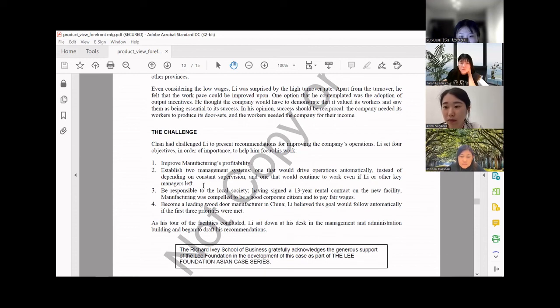And number 3, be responsible to local society. Having signed a 13-year rental contract with the university, the manufacturer was compelled to be a good student and pay fair wages. You will see later in the case that there are issues about wages, so you need to find out. And number 4, become a leading wood door manufacturer in China. Lee believed this goal would follow automatically if the first 3 priorities were met. Basically, how to improve operations. So this is the challenge.